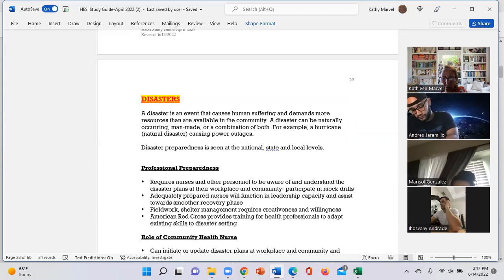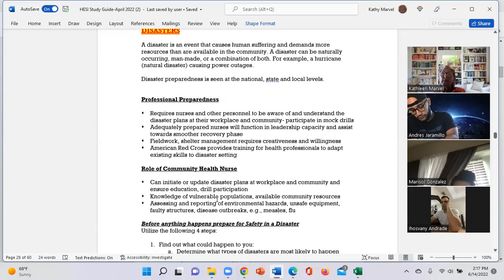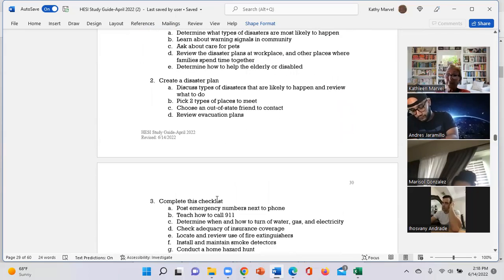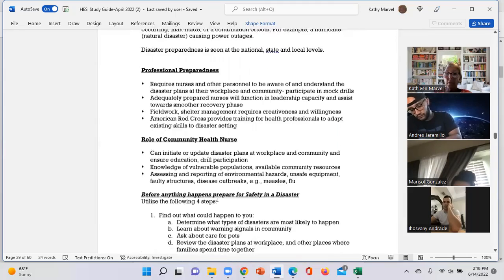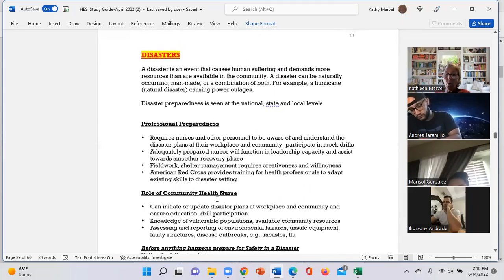So make sure you look through this section. What are the stages of a disaster? Preparedness, recovery. It explains all of that in here. What's our role in professional preparedness? What's the role of the community nurse when a disaster strikes? What are the two types of disasters? Natural and man-made.